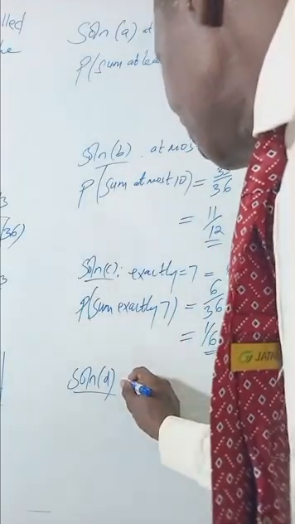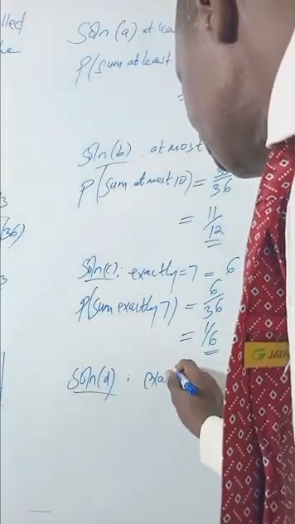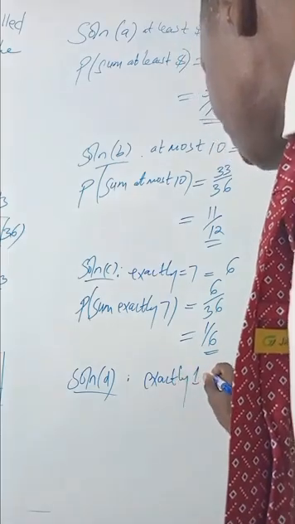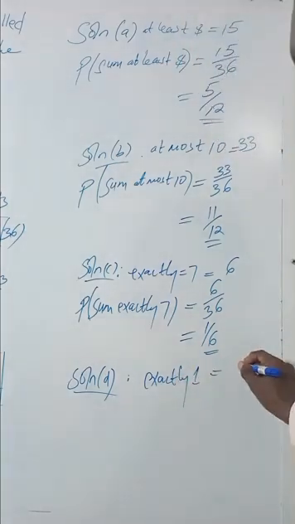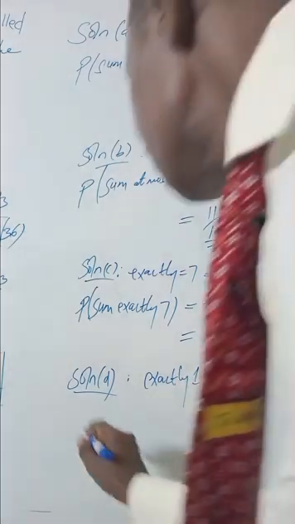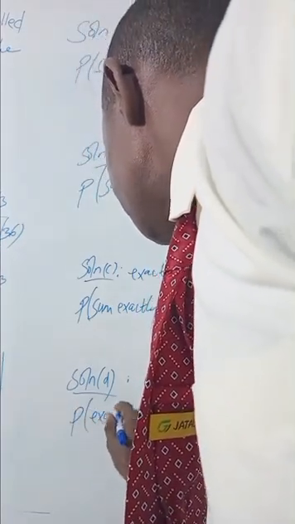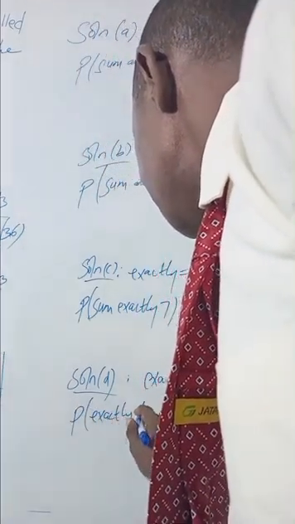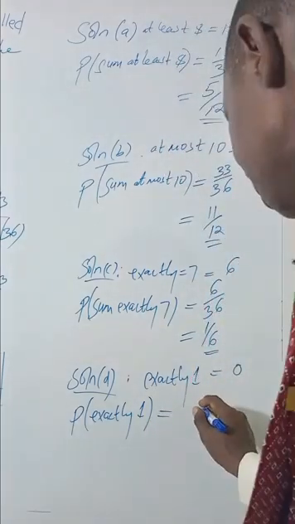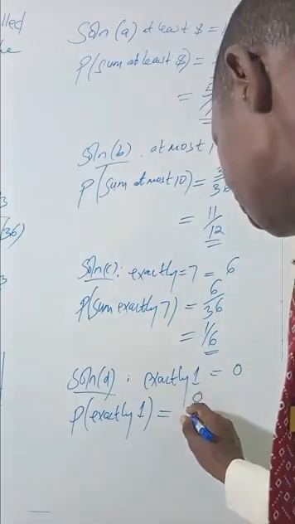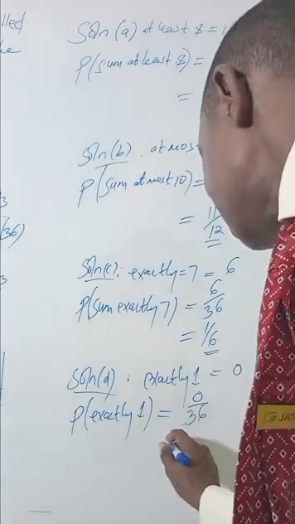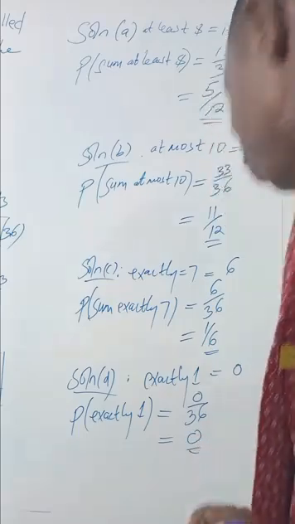What about the last one? That is part D, exactly 1. Exactly 1, that event is not there. It is 0. So the probability of getting exactly 1 equals the number of events, that is 0, divided by 36, which gives us 0.